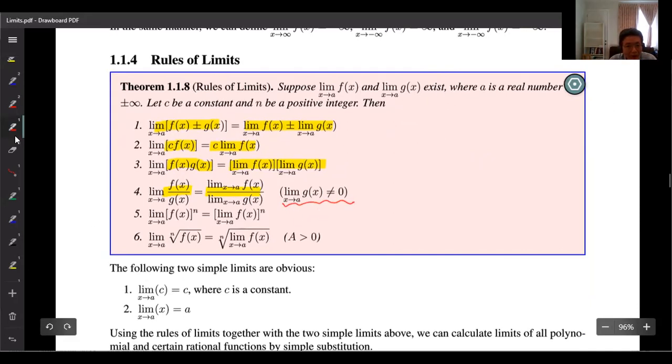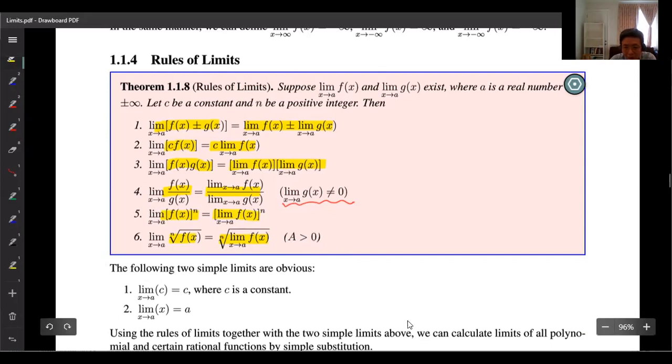Then similarly for power. If you take the limit of a power, you just get the power of the limit. Similar for root. For technical reasons, we assume a is positive. Otherwise, sometimes you may not be able to take a root. Let's say if n is even and a is negative or 0, sometimes we may not be able to take the root. That's why we're assuming a is positive. Okay, that's the 6 basic rules.